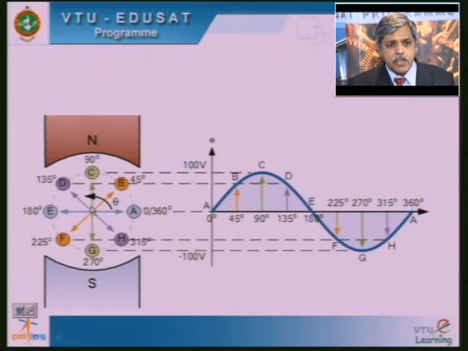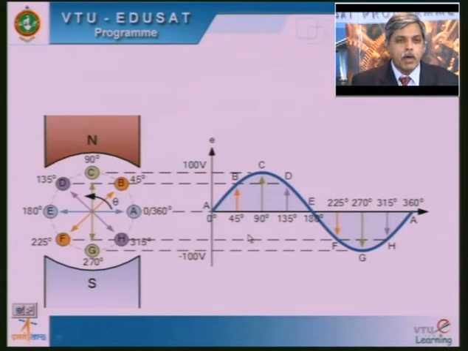With further rotation, at 135 degrees, you can see at point D there is a reduction in the voltage. At position E, the coil has rotated by 180 degrees, therefore the induced EMF again becomes 0. Further rotation, at 225 degrees, gives the same amount of voltage as at 45 degrees, but the direction is opposite. At 270 degrees I get the maximum voltage, and at 315 degrees again a reduced voltage.